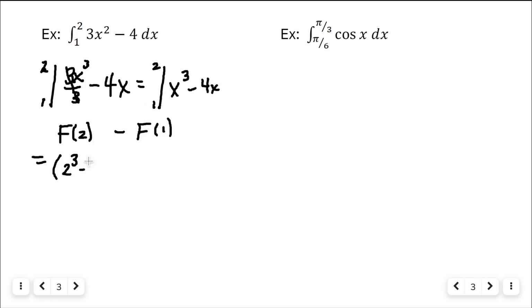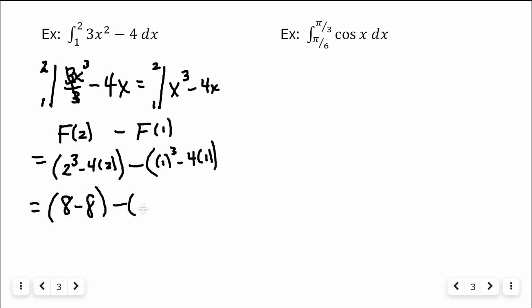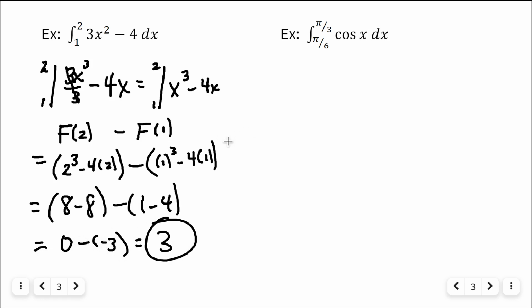So that's 2 cubed minus 4 times 2. That's the top bound if I plug it in there. Minus, plug in the bottom bound, 1 cubed minus 4 times 1. And now I'm just going to do the math. So we have 8 minus 8, minus 1 minus 4. So that's 0 minus negative 3. So that's 3. So what does this mean?